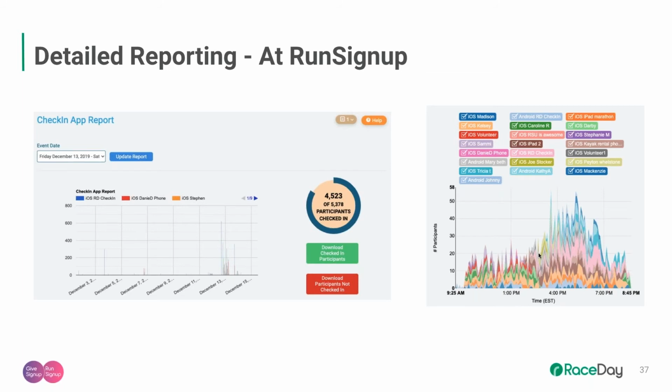We probably don't. Well, that means at 3 p.m. we need more volunteers to come in until about 6:45, and then from 6:45 until 8:45 we need fewer volunteers. So now we can start managing, as race directors, our resources more effectively for the next year's event by looking at these reports.